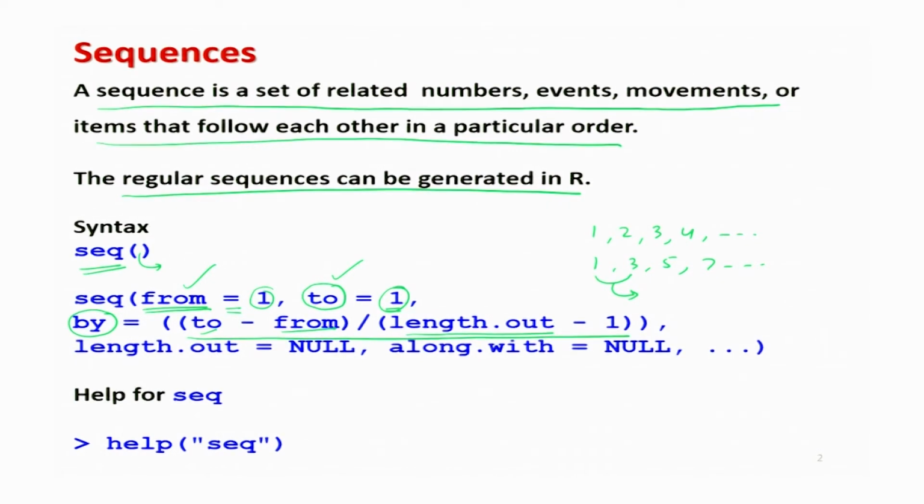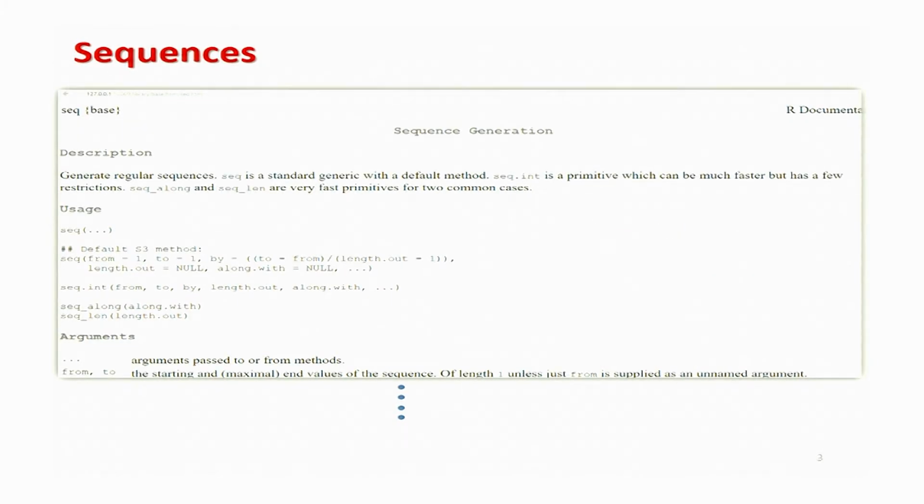And there are some other options like length.out, along.with, etc. There is a long list of such options. So, I will consider a couple of examples through which I will show you how these options can be used, but I would request you to please look at the help on this topic, seq, and try to understand how things actually work.